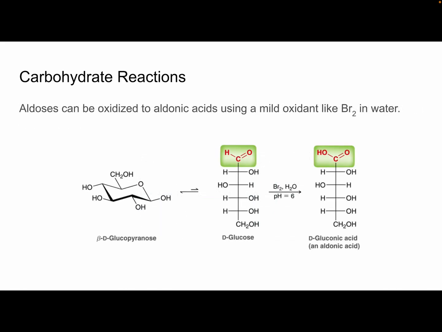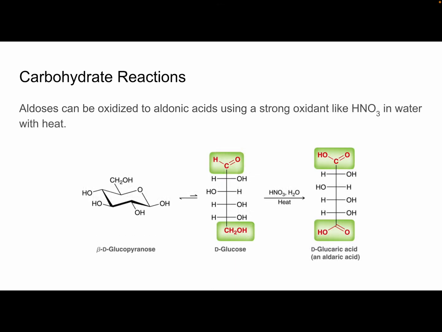You can also oxidize. Oxidizing often means that you're adding in an oxygen, and that's exactly what we're doing here. If you have bromine and water, you're actually adding in a full OH group and plucking off the hydrogen, and you go from an aldose to a carboxylic acid. Those are called aldonic acids. You can also use HNO3 and water with heat to form a carboxylic acid. This will not only react on your aldehyde, but it'll also react on your terminal alcohol, only the terminal alcohol, not the other alcohols.